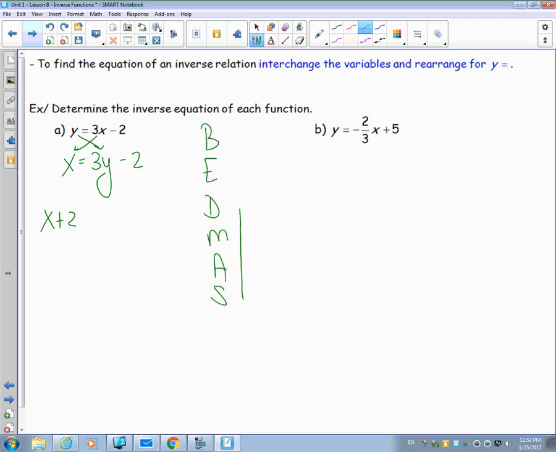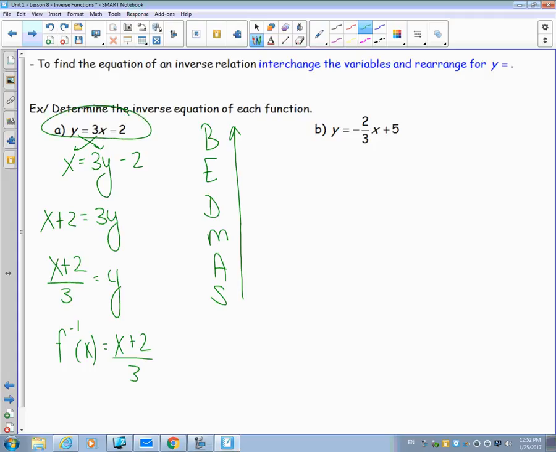Think of it as SAMDEB. I undo any subtracting or adding first. So I bring the 2 over. Then I undo any multiplying or dividing. And then I get my inverse. Okay, so you would normally write it like this. And you check it. Have I undone what I used to do? BEDMAS rules for the original function says multiply by 3 and then subtract 2. If I undo that and work backwards, I have to add 2. Yep. And then divide it all by 3. Yeah, perfect.